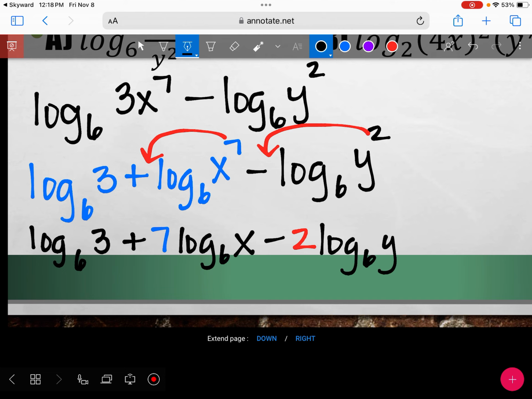So notice that you're going to need to use multiple rules, the power, the quotient, and the product rule. And it can be all in one problem.